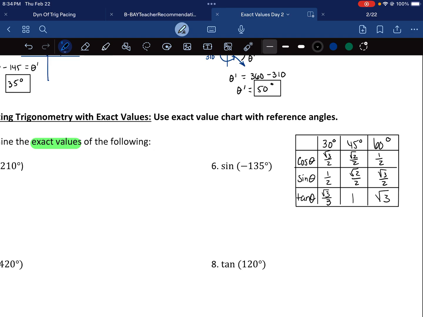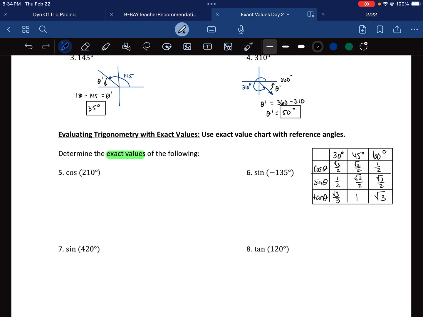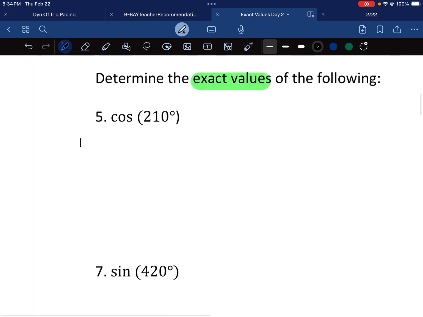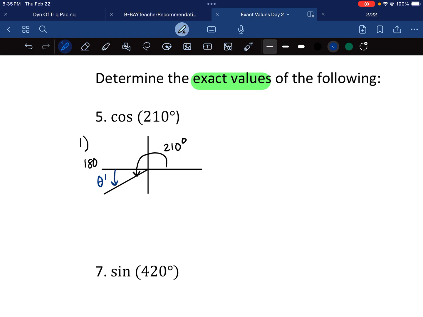Okay, so now we are going to use this to help us evaluate other types of angles based on the reference angle. So, step 1, sketch 210. So I know that 210 degrees is going to be here. When I'm in quadrant 3, my reference angle is going to be this spot. To determine that value, I'm going to do 210 minus 180, and I'm going to get 30 degrees.